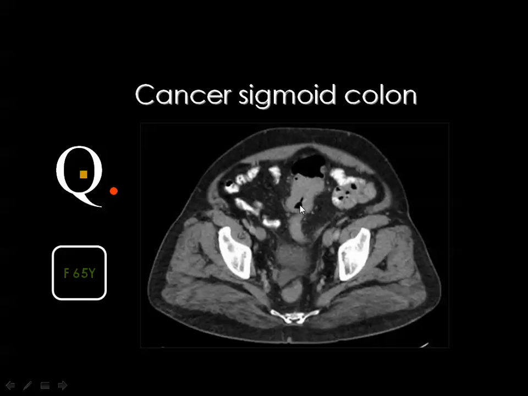Yes, here. No, for diverticulitis you should see a significant number of diverticula in order to say that this is diverticulitis.